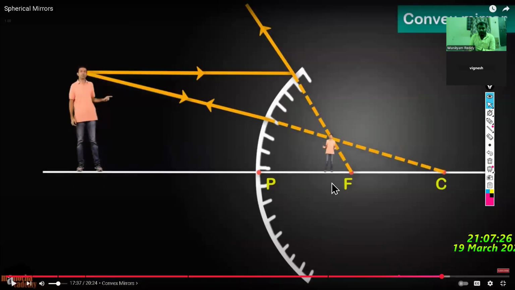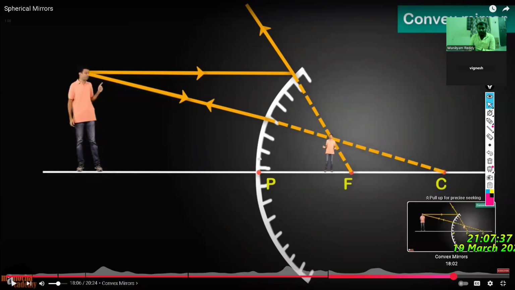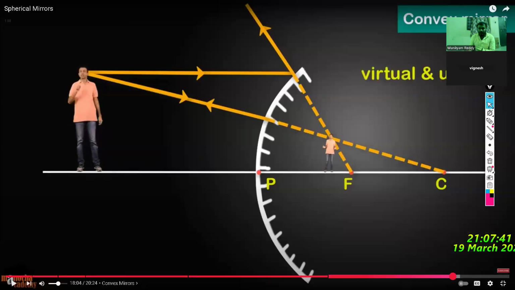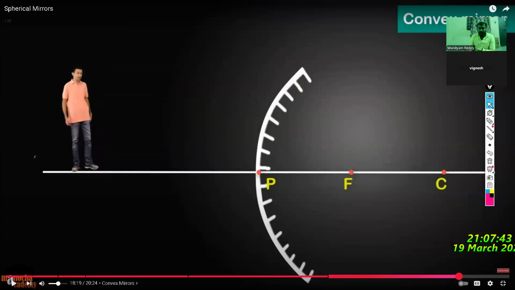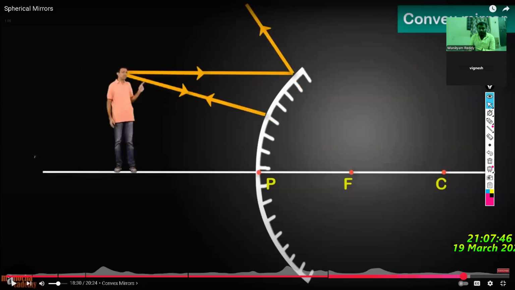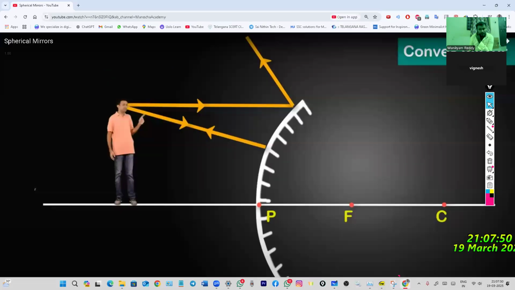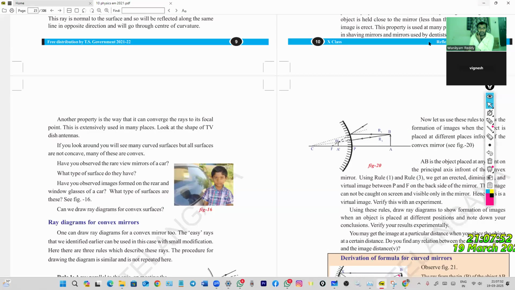Object kept where? Object kept between B and C, but image formed between P and F. Object kept between P and F. That is a virtual image. Now object kept here. Now we will go for this one.